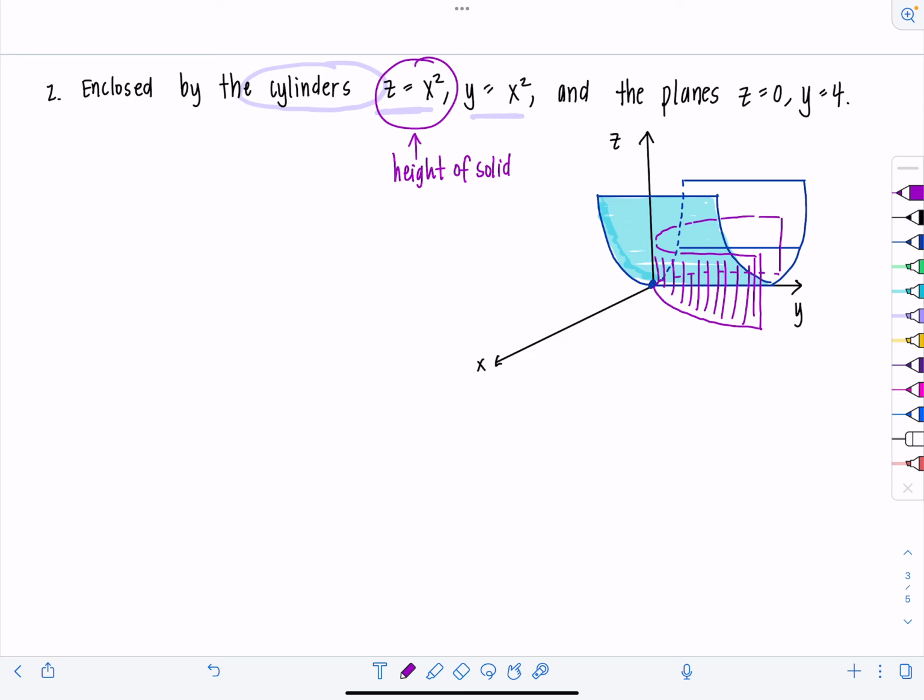And then the base region D that lives in the xy plane is also bounded. Notice here by z equals 0, so that's just the xy plane itself. And then y equals 4. So basically we're cutting this off right here at 4. And the entire solid is just going to live above this region. Well, what is that region bounded by? It's bounded by y equals x squared and y equals 4. That's my region D. So let's graph that just in the xy plane.